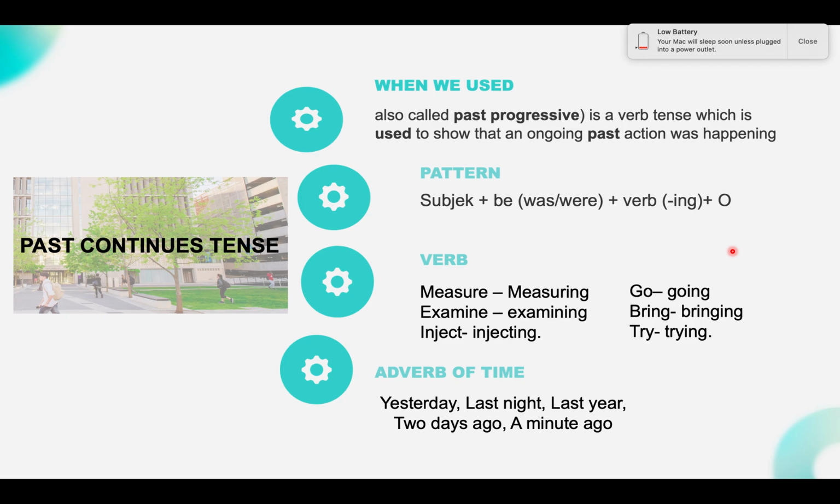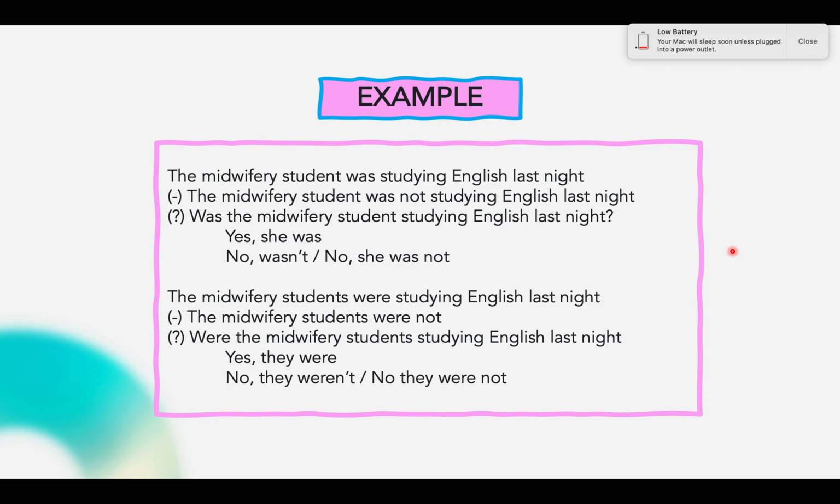It is quite similar to the past tense. And now is the example. The midwifery student was studying last night. The midwifery student wasn't studying last night. Was the midwifery student studying last night? Another yes no question here. And then the last, the midwifery students were studying, because student here is more than one, so using were. So this is for the past. You can continue to read by yourself and pronounce well.